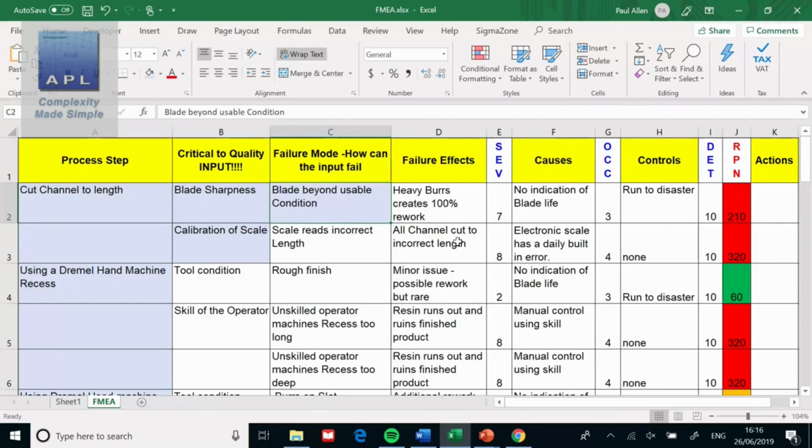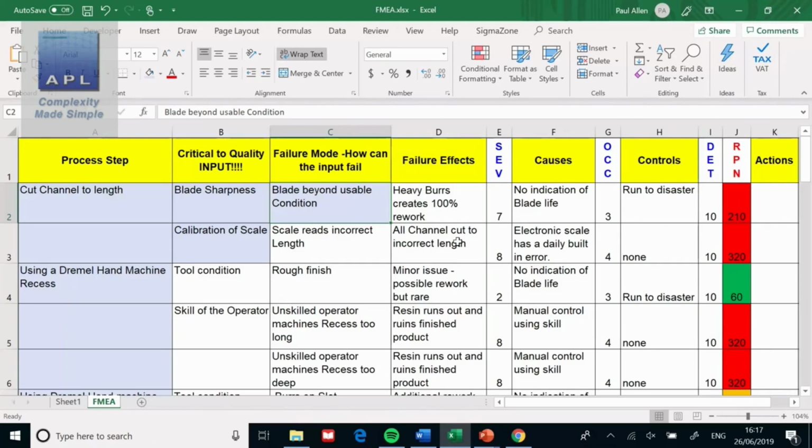This is really important. Inputs and outputs. If you get these mixed up, the FMEA doesn't work properly. It breaks down and it becomes such an unwieldy, useless tool if you get the inputs and the outputs mixed up. So this is really important. Inputs control outputs. Failure mode. How can the input fail? The blade goes beyond its condition.